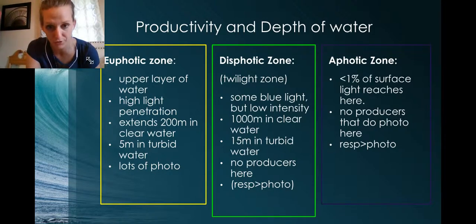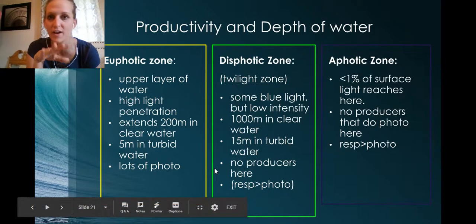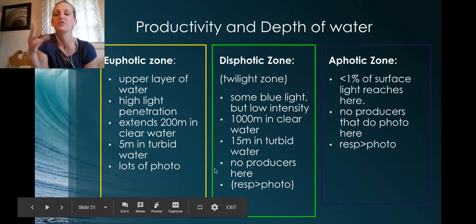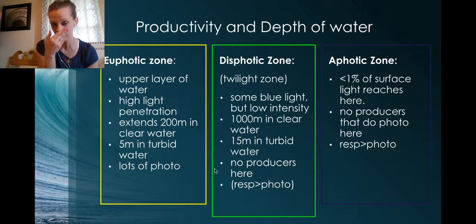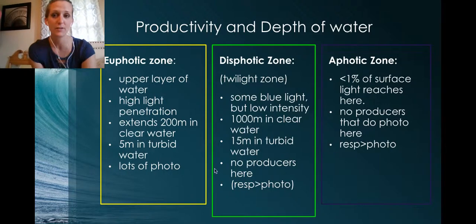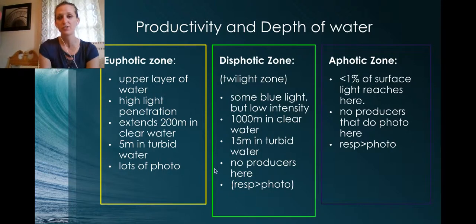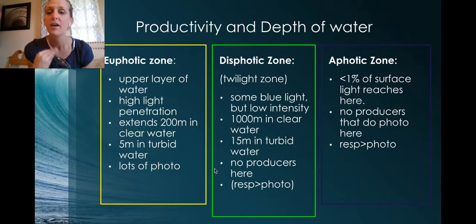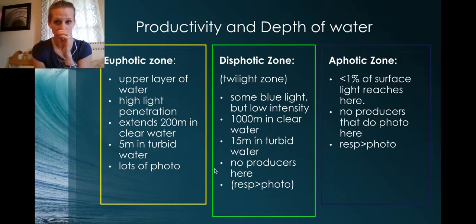Here, there are no producers. There's not enough energy given from your wavelengths to even do photosynthesis. So I don't live there. Instead, respiration is going to be greater than photosynthesis. So we're past that compensation point. Remember, the compensation point is the area.